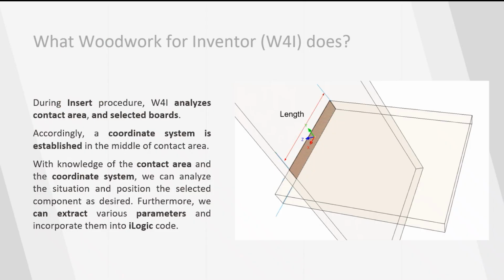As mentioned earlier, Woodward and Inventor provide tools for calculations, allowing us to determine contact areas and create coordinate systems. Within these parameters known, we can implement adaptation mechanisms to insert and properly position hardware components. Furthermore, you can access these parameters and utilize them in a logic code for your own applications. So as you can see, our main discussion object is a contact area. All objects are related to it.